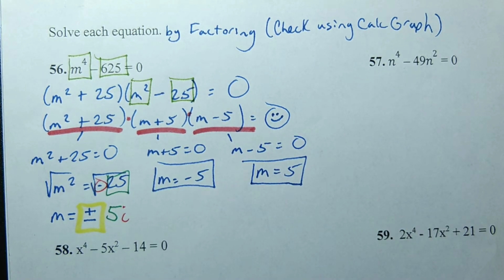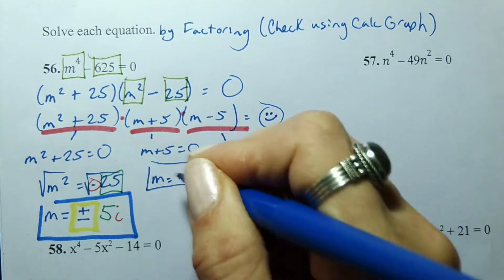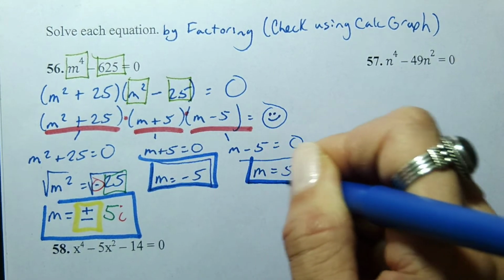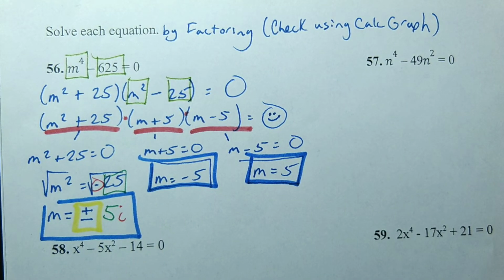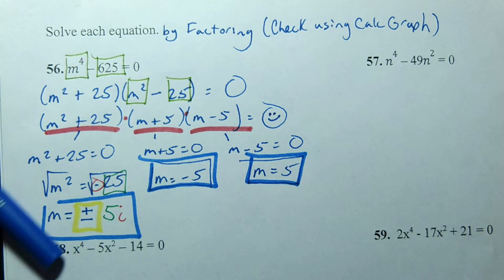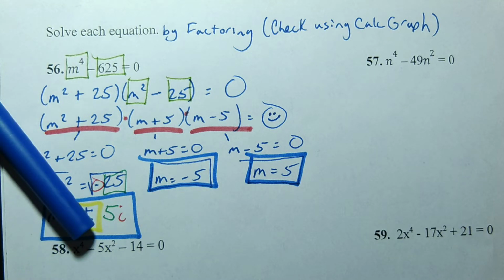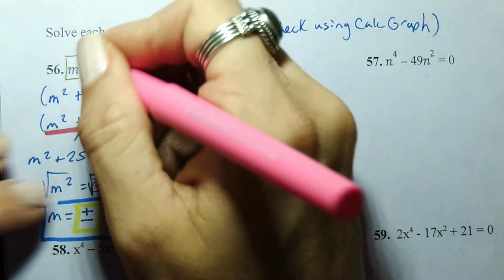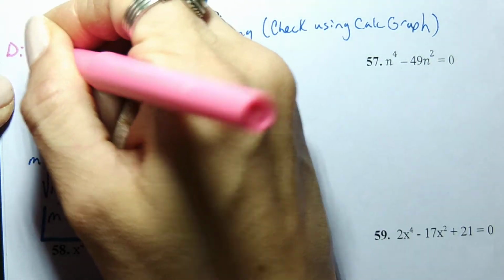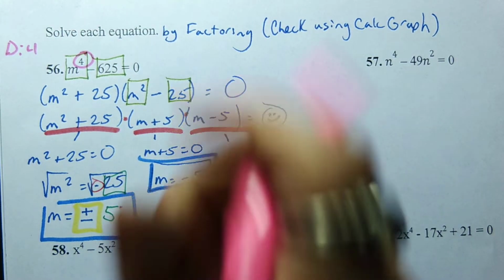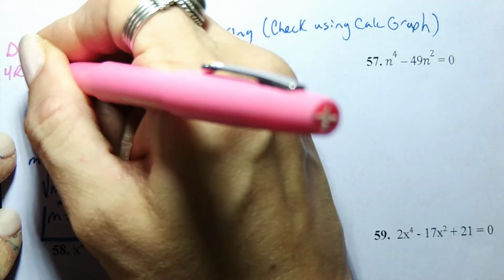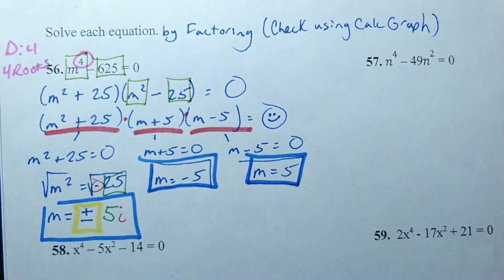All right, folks. So now the big kicker. How many total solutions did we find for this polynomial? 4. Positive 5i is 1. Negative 5i is 2. Negative 5 is 3. Positive 5 is 4. So 4 total solutions. And what I want to point out to you is the degree of the polynomial is 4. And our degree will always tell us how many solutions we should have. So degree 4 means 4 roots, 4 solutions.